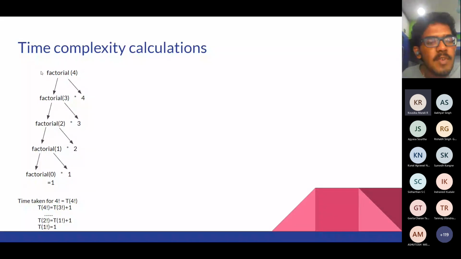For the factorial, there is only one statement inside, which is n into factorial of n minus 1. So the time taken for evaluating 4 factorial will be the time taken for evaluating 3 factorial plus the time taken for the multiplication with 4, which is a constant. And we go down to 2 factorial and then 1 factorial, which is the base case. So what do you think is the complexity of this code?